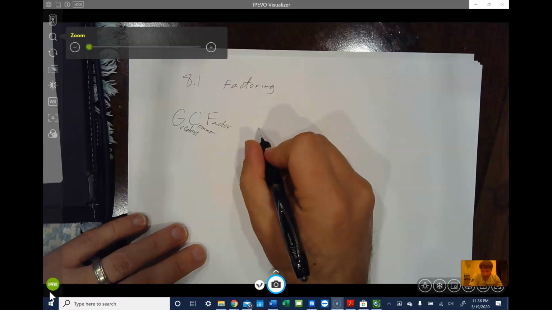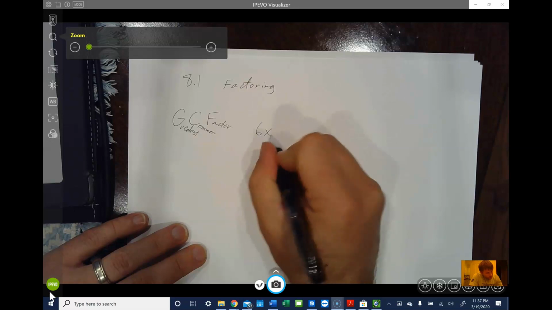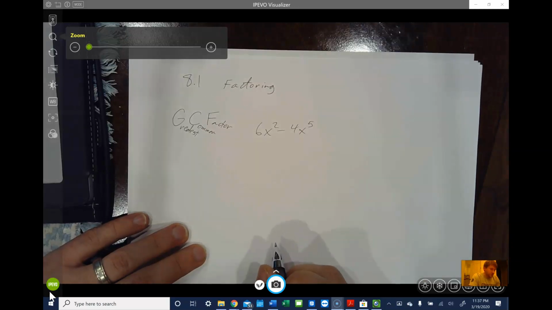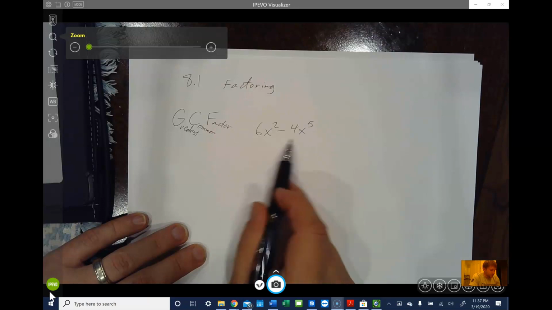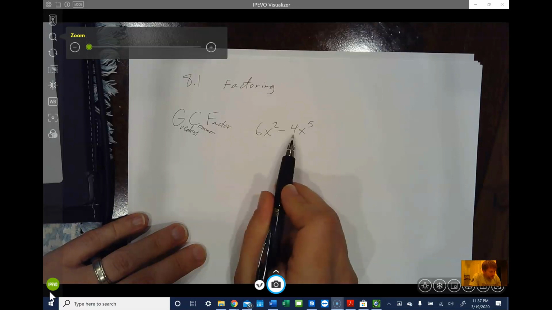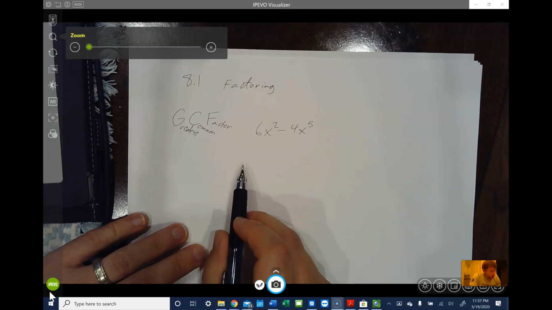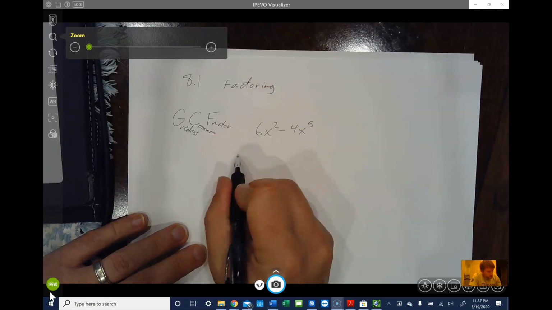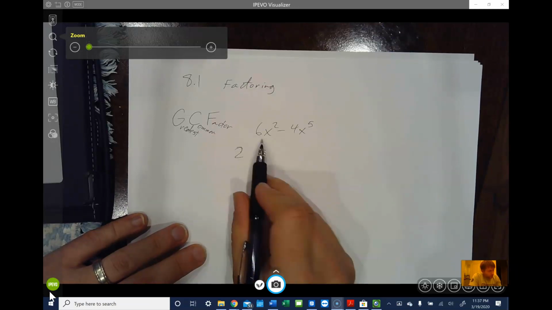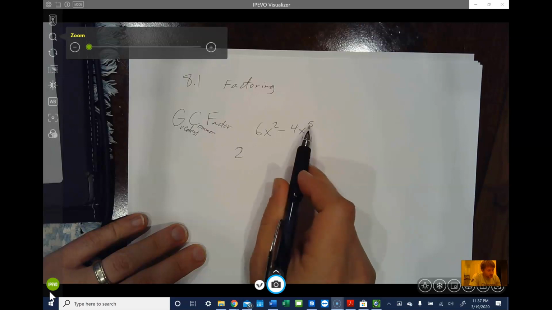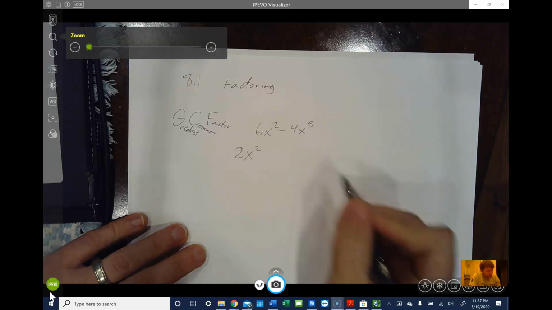Let's say you had something like 6x squared minus 4x to the 5th. And we're trying to factor out the GCF, the greatest common factor of these two terms. Well, what is the biggest number that can evenly divide out of a 6 and a 4? That would be 2. 2 goes evenly into 6 and into 4. So I'm going to factor out a 2. And then what can I divide evenly? What's the biggest thing that I can divide evenly out of an x squared and an x to the 5th? Well, that would be an x squared.